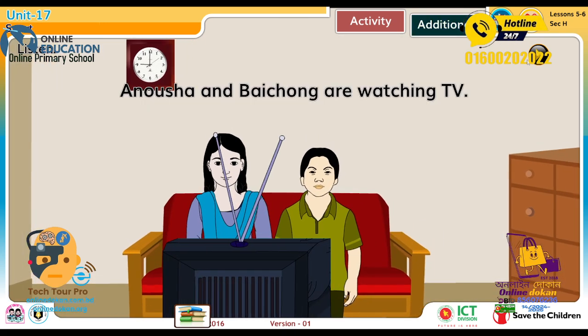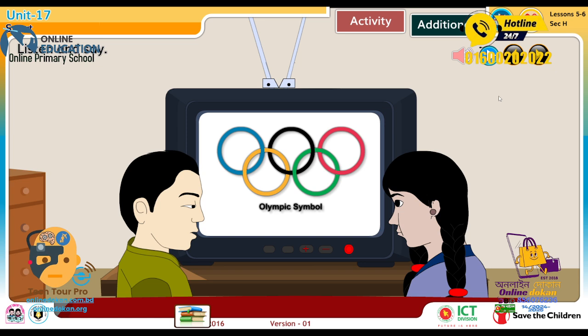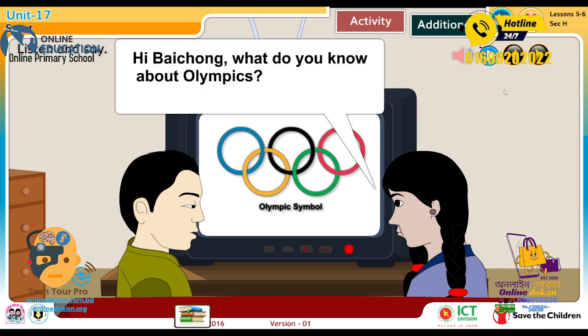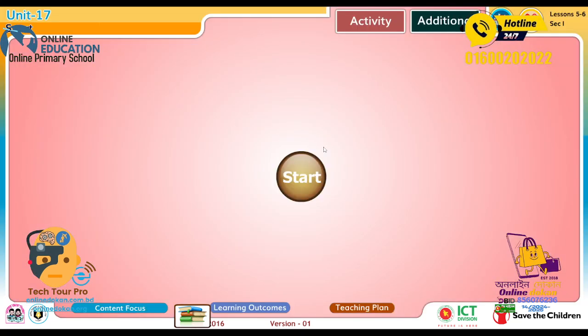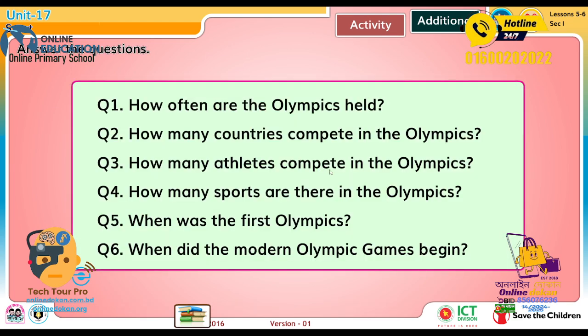Listen and say. Answer the questions. 1. How often are the Olympics held? 2. How many countries compete in the Olympics? 3. How many athletes compete in the Olympics? 4. How many sports are there in the Olympics? 5. When was the first Olympics? 6. When did the modern Olympic Games begin?